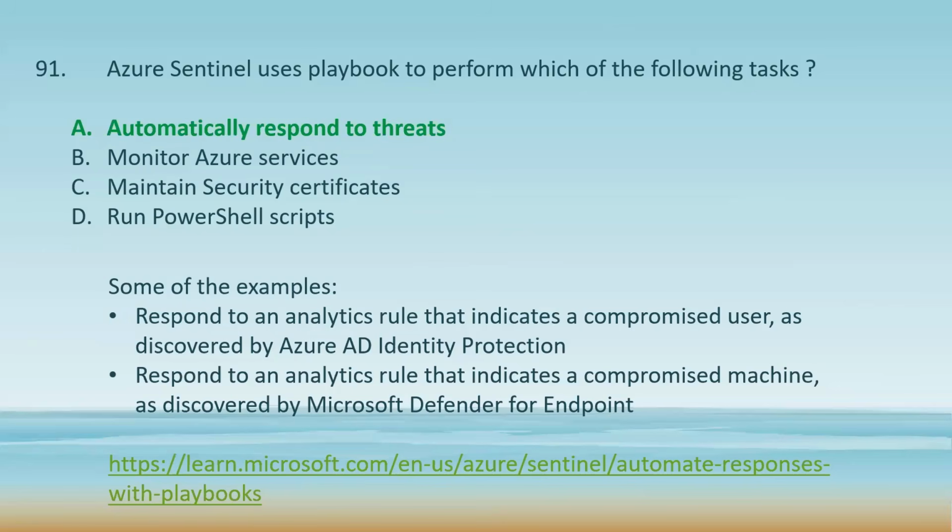So what I'm trying to convey with these examples is Azure Sentinel depends on many other services to retrieve data and does respond to threats based on the data that is provided by other services. In the first example, it is dependent on Azure AD Identity Protection. In the second example, it is dependent on Microsoft Defender for endpoint. So it works in coordination with different Azure services to respond to threats.